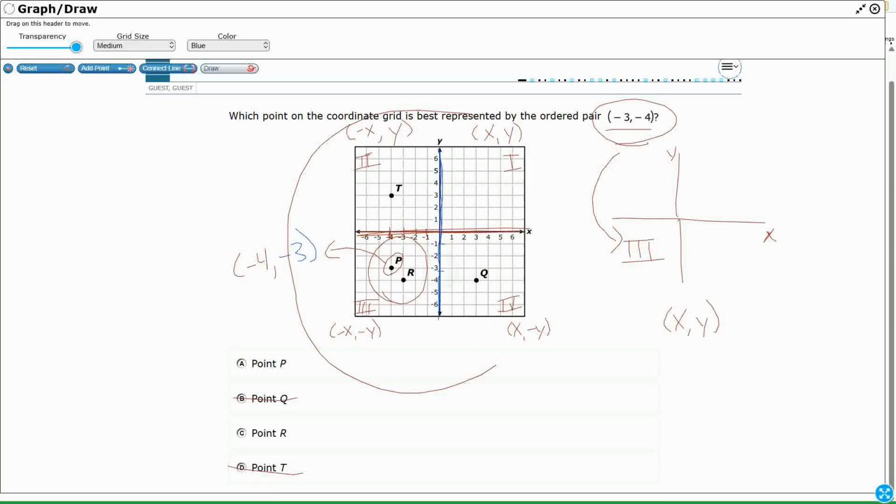And so if we were to look at this line right here and this line right here, where do they touch? They touch at that spot, and that is at P, -4, -3. That's not what I'm needing. That's the reverse of what I need. So it's not that, so we are assuming it's R, but let's just double check.